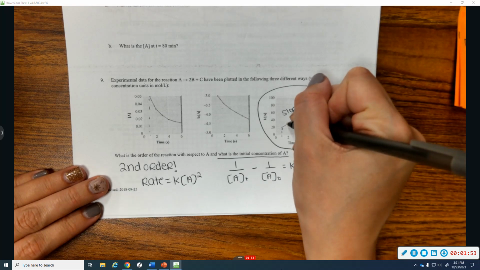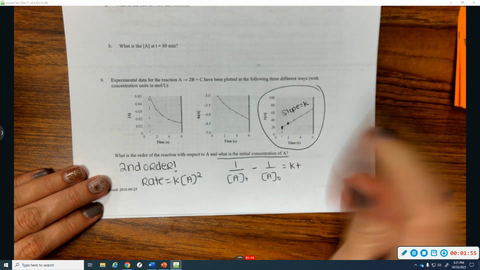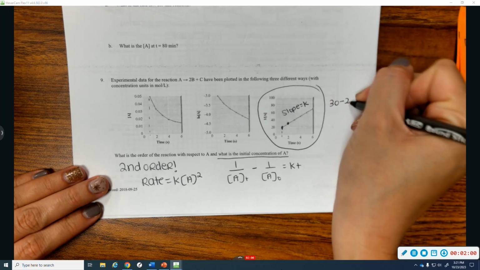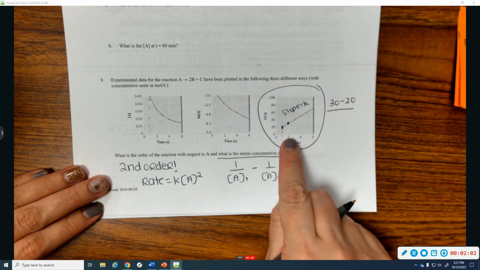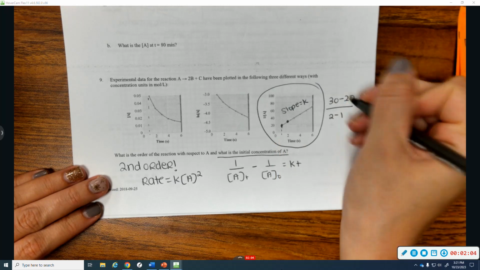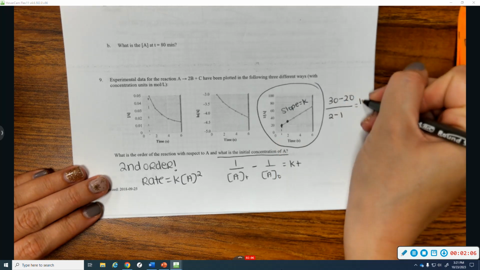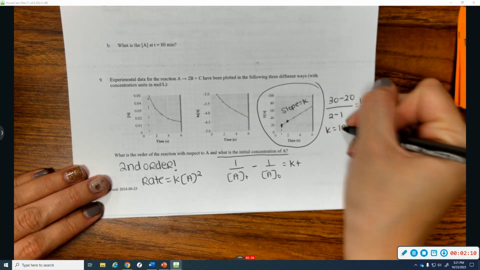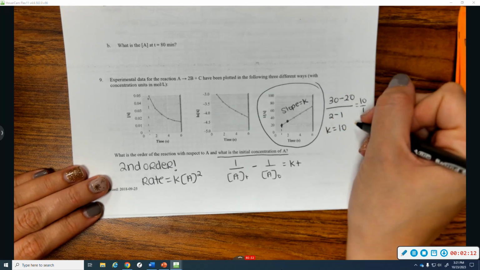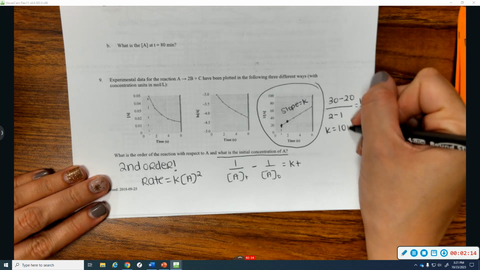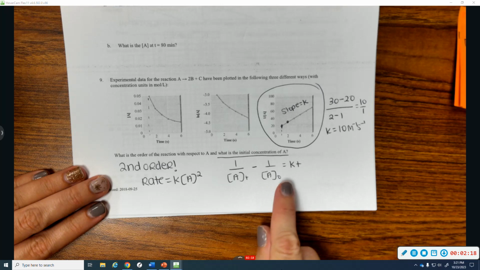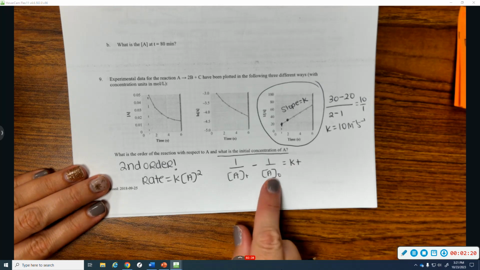Good old rise over run, like back in 7th grade. So my rise, and I'm just going to pick the first 2 points, it doesn't really matter, goes 30 minus 20 over my run. That's 2 minus 1. So 30 minus 20 is 10 over 1. My slope, which is my k, is 10. And because it's a second order reaction, the unit for k is M^-1 s^-1. So I know my k now, and I'm trying to find [A]0.